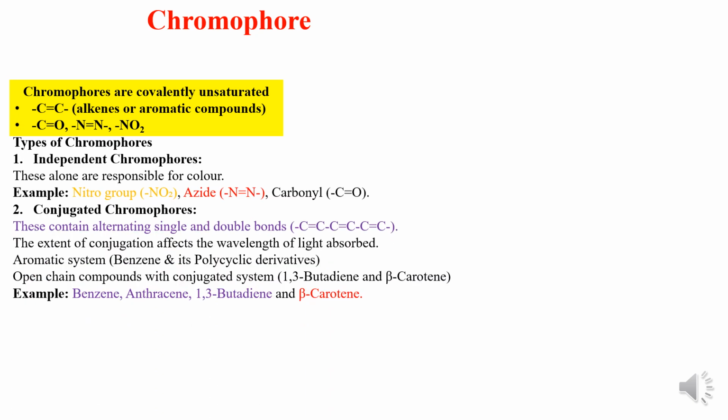There are two different types of chromophores. One is the independent chromophore, the other is the conjugated chromophore. Now the independent chromophores are responsible for the color of the compound. And some of the examples of independent chromophores are nitro group, azo group, and carbonyl group.